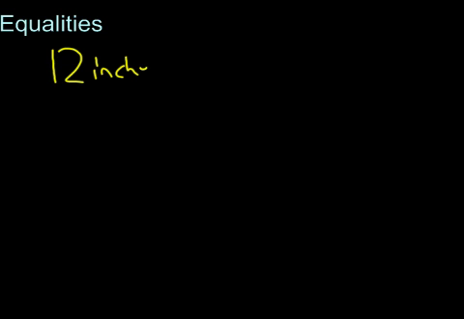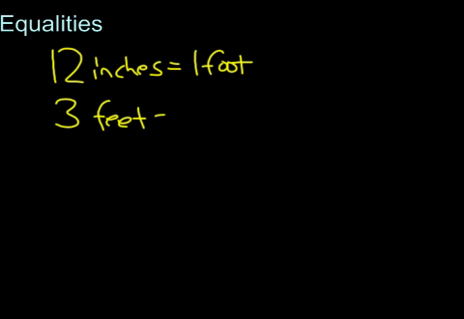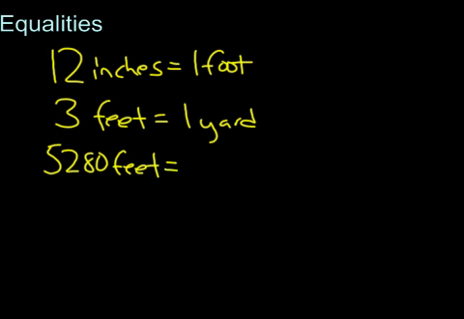This is how we do most of our conversions. So we know that 12 inches equals 1 foot if we were using traditional measurements. We also know that 3 feet equals 1 yard. The yardstick that you might have laying around the house is 1 yard, and that's not to be confused with a meter stick, which is actually a little bit bigger than a yard. We also know that 5,280 feet is equal to 1 mile.